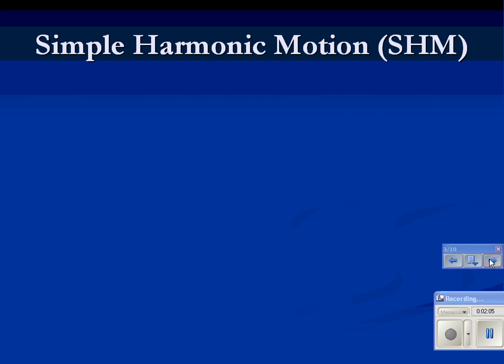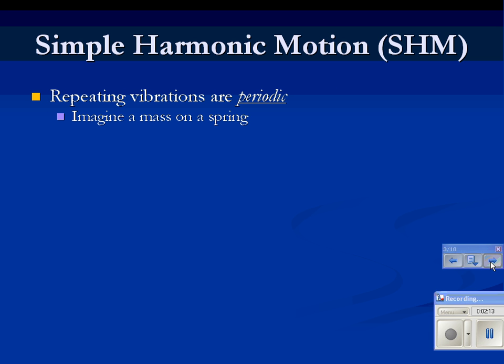So if you have a motion that repeats itself over and over again, we say that motion is periodic. For example, a mass on a spring, and I just happen to have one right here. Here's a mass hanging vertically from a spring. When I don't do anything, it just hangs there. It's in equilibrium. The spring's pulling up, gravity's pulling down, no problem. But if I stretch the spring just a little bit and release it, notice that the spring oscillates up and down, up and down, up and down.